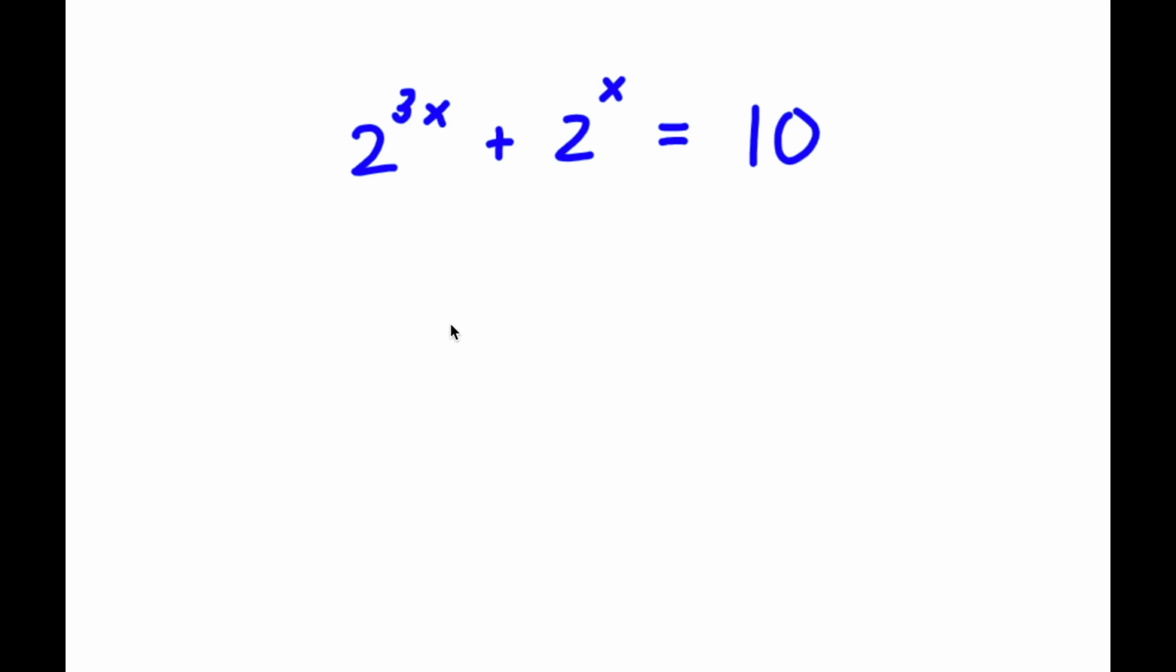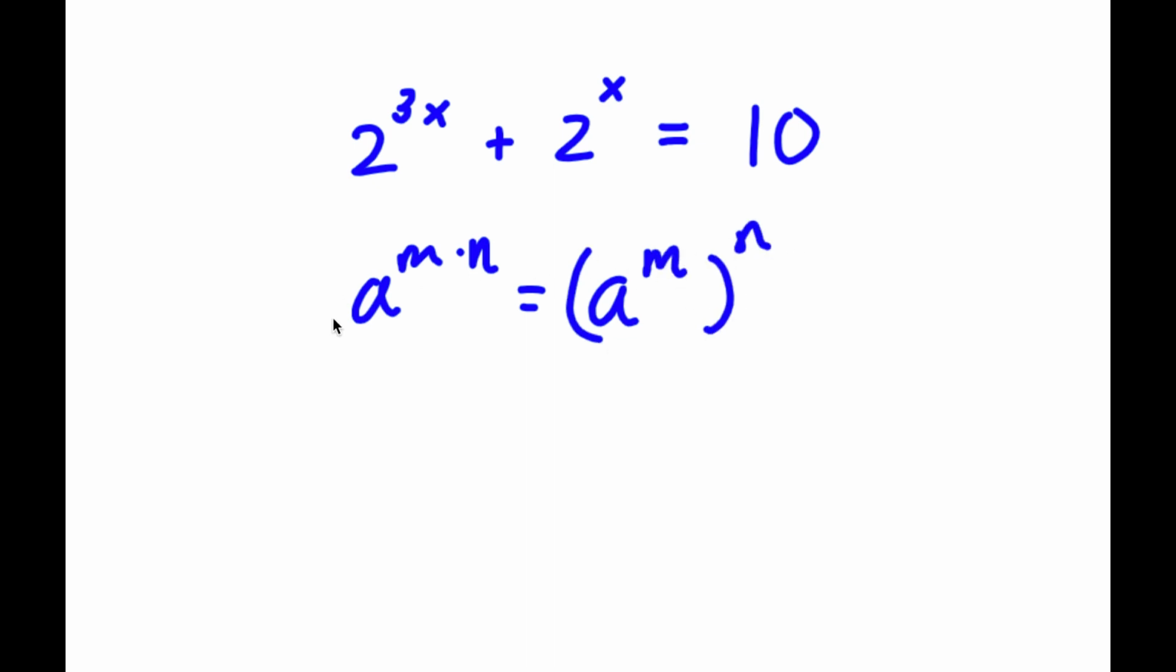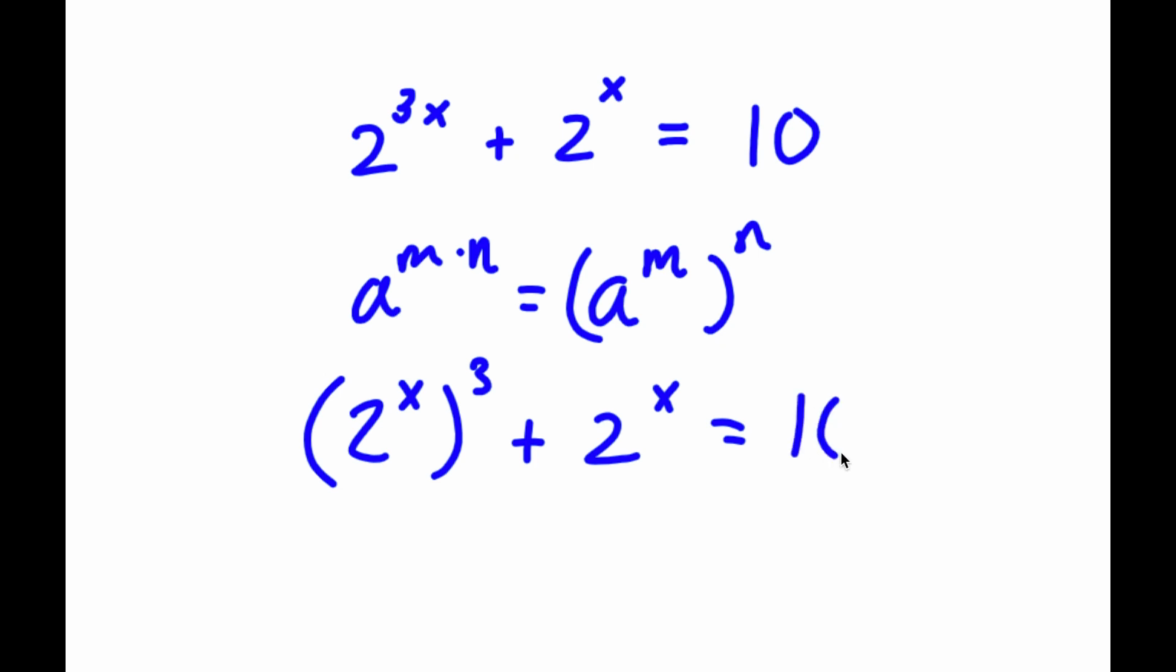Alright, so in this problem, I have 2 to the power of 3x plus 2 to the power of x is equal to 10. To solve this, first off, if I have something in the form a to the power of m times n, this is the same thing as a to the power of m, to the power of n. So 2 to the power of 3x I can rewrite as 2 to the power of x, to the power of 3. So I have this plus 2 to the power of x is equal to 10.